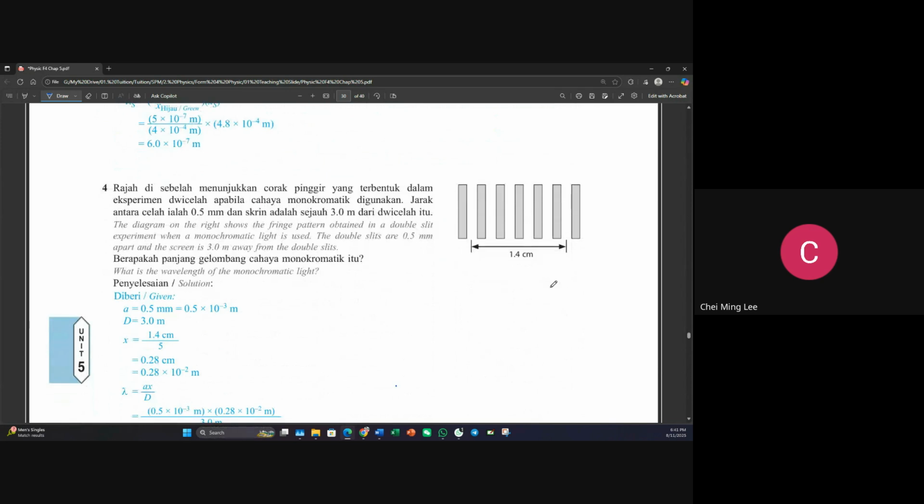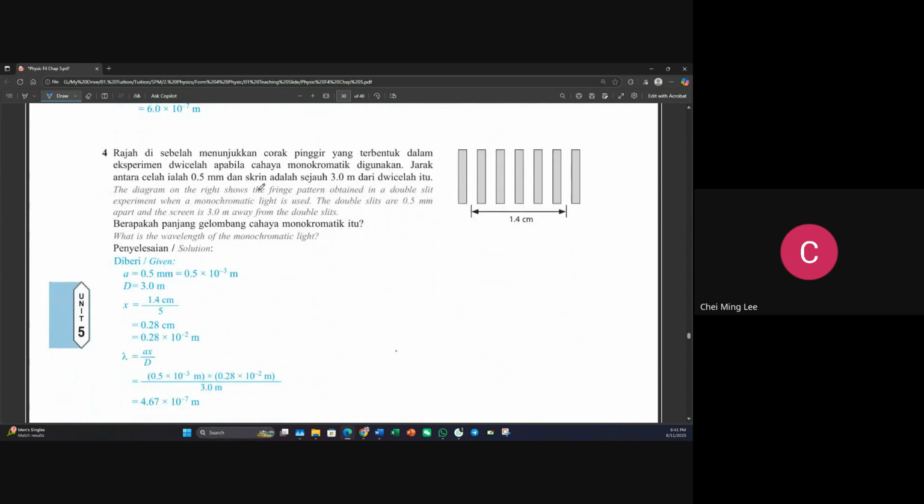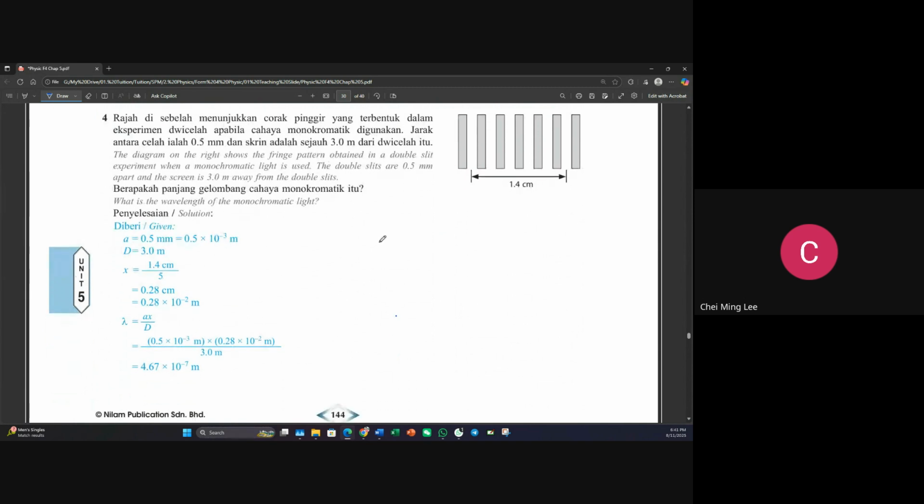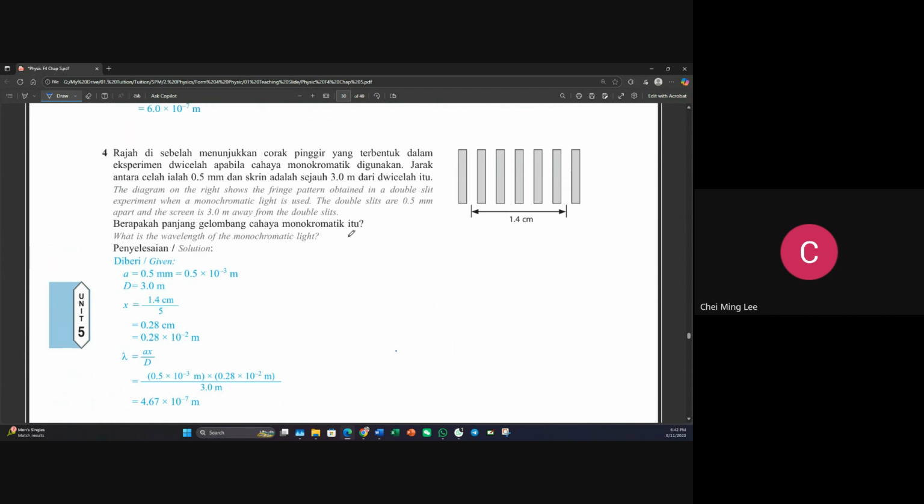Correct? Good. Then this one, number 4. The diagram on the right shows the fringe pattern obtained in a double slit experiment when a monochromatic light is used. The double slits are 0.5 mm apart and the screen is 3 meters away from the double slit. So what's the wavelength of the monochromatic light? Given that a is 0.5 mm and the screen is 3 meters, so D is 3 meters.